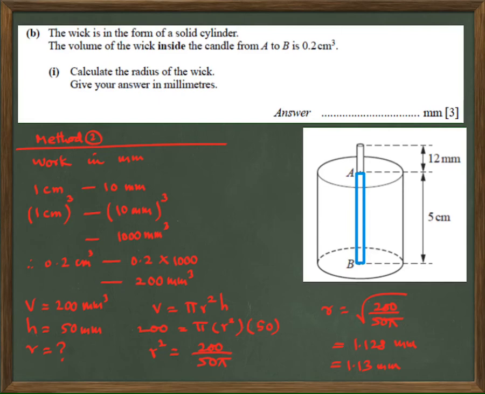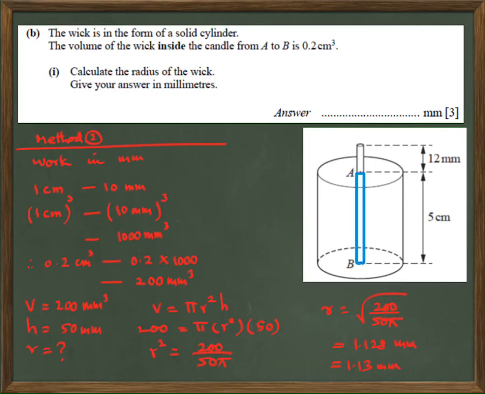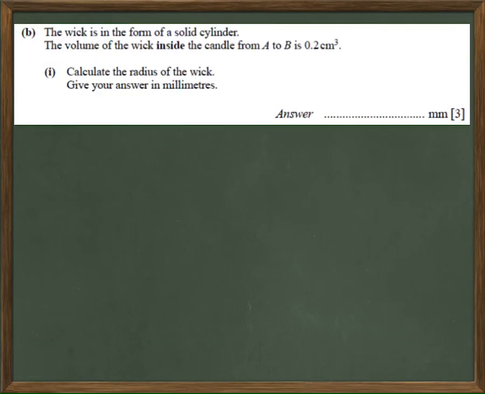Now, in this one, you did the conversion at the beginning. You don't have to do it at the end. Whichever one you find easier, just work with that. I think method one, in my view, is easier. The second one could be thought of as a bit lengthy because you had to play with the length into the volume thingy. Now, let's move on.